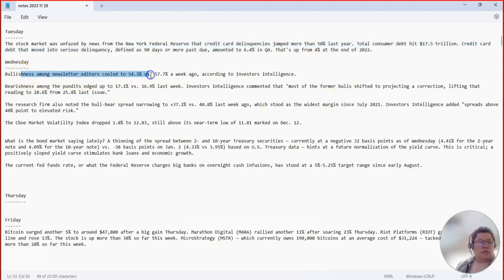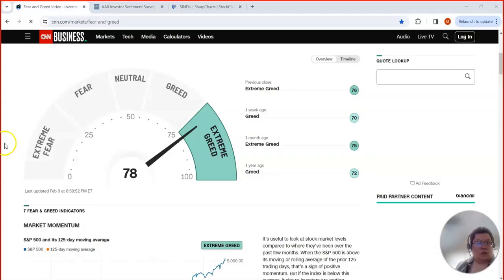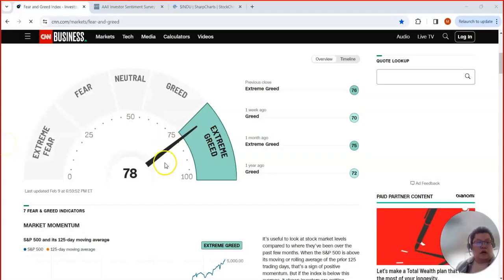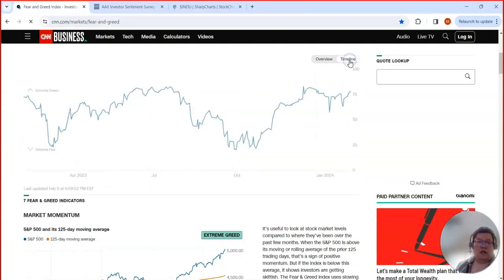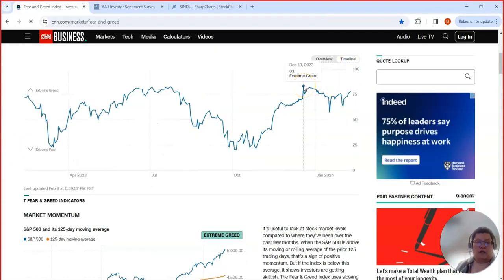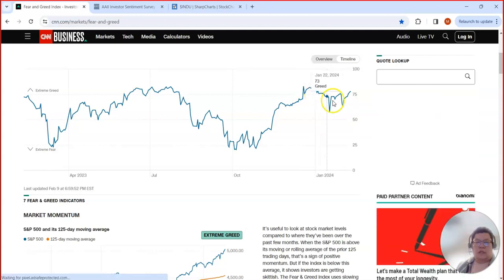We'll look at bullish sentiment and newsletters. As you can see, the CNN Fear and Greed Index is now at 78, so it's quite high. It's not the previous high yet, but it's getting to the extreme greed level, so something to pay attention to. Here you see it goes into extreme greed for maybe a couple of weeks, and then it fell apart. Here we had a previous one, and then in January it came back down. So now we're entering extreme greed again.